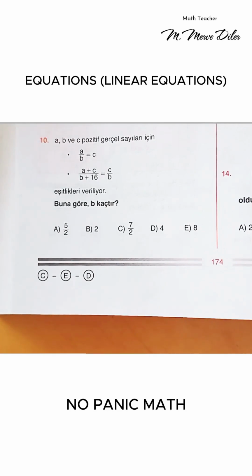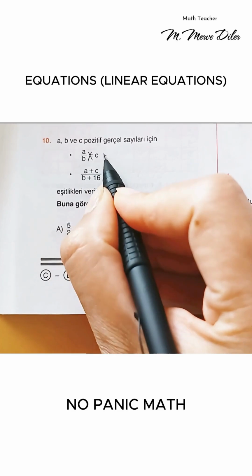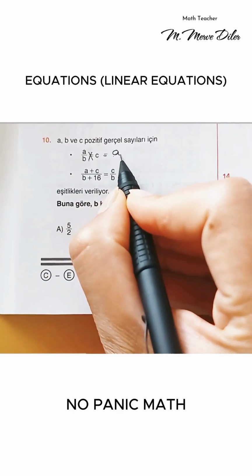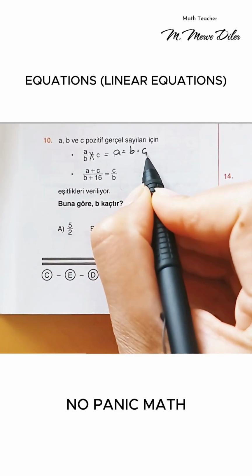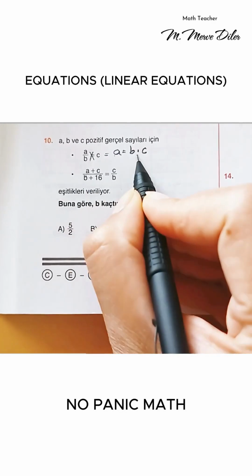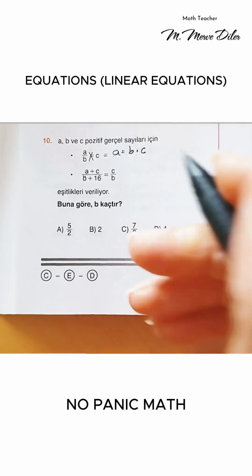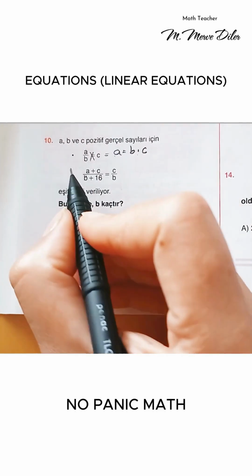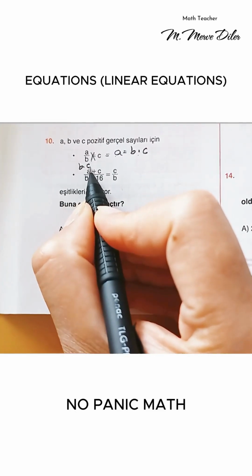of a, okay? If you do a cross multiplication like this, from here, the value of a comes out as b times c, friends. So, if I substitute b times c wherever I see a here, we'll have eliminated a, okay? Let's write it as b times c.